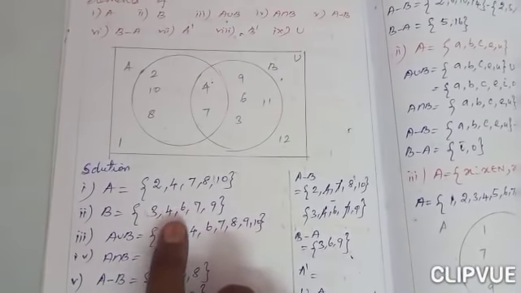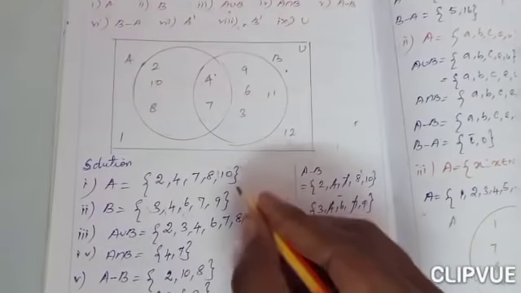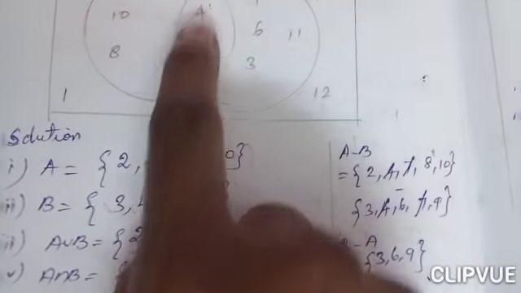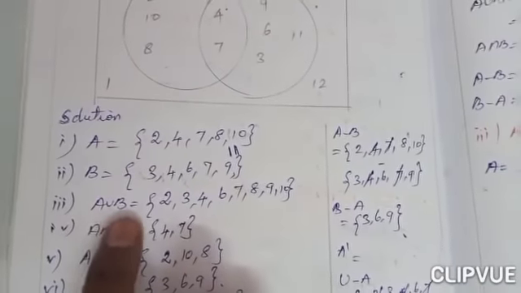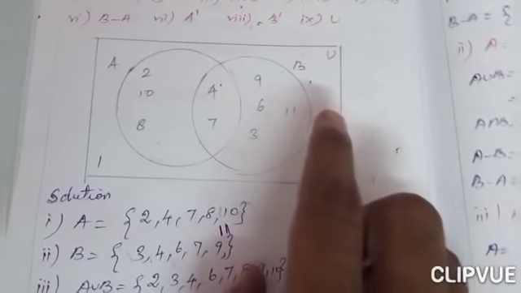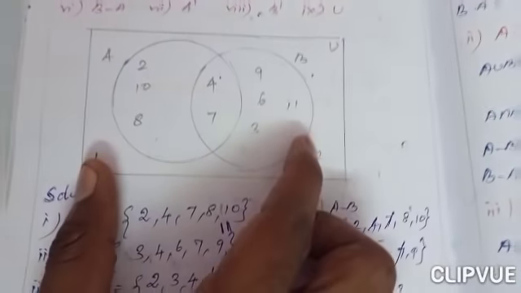So set B is 3, 4, 6, 7, 9 and 11. That's what is written here. After that, the third one is A union B. A union B is this two circles. We are taking all the elements.